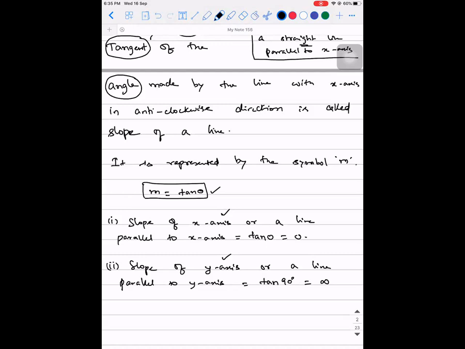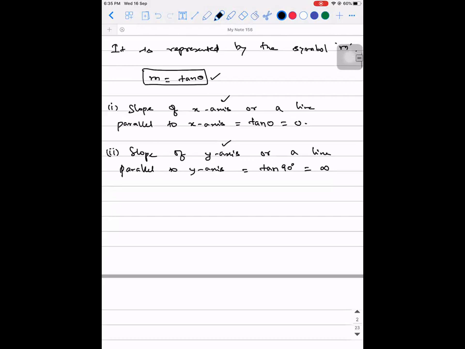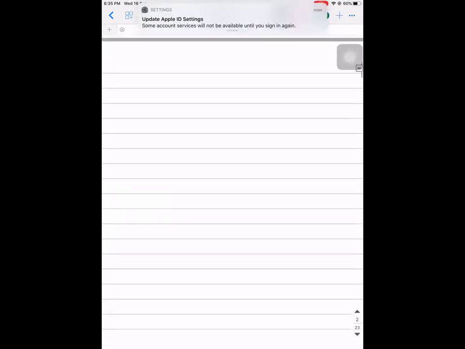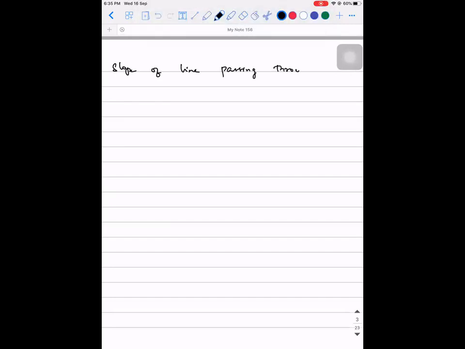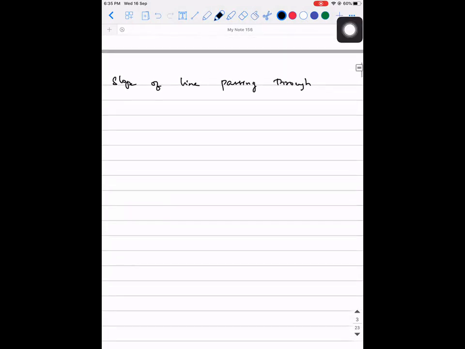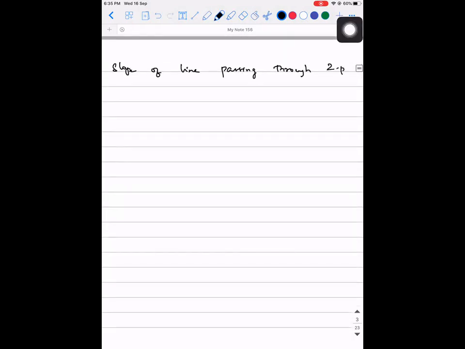So that is why what we are going to do is we will take the help of coordinate geometry. Okay. So we are going to see the slope of a line passing through 2 points. So tell me one thing. If basically you need to draw a line, okay, what are the minimum number of points that are required? 2 points. So minimum is 2 points, maximum will be infinite points.